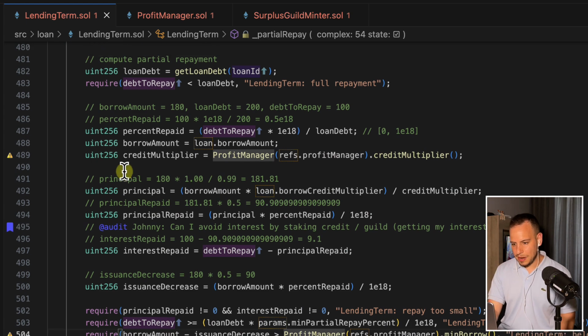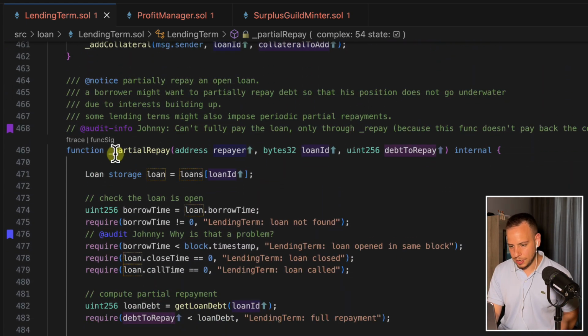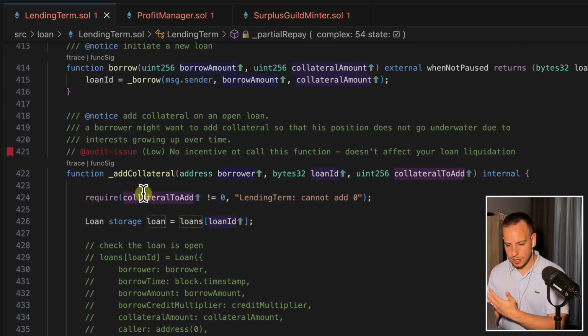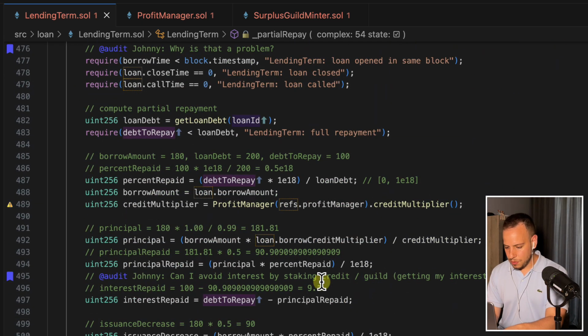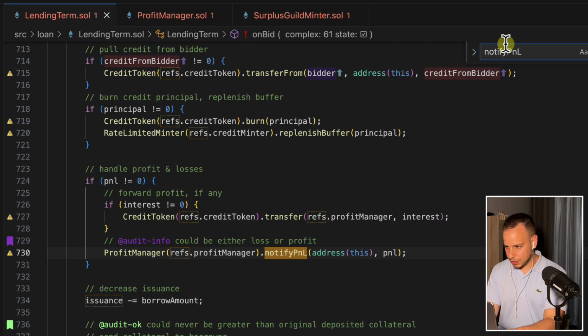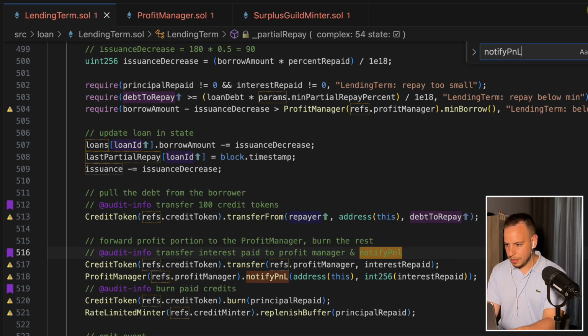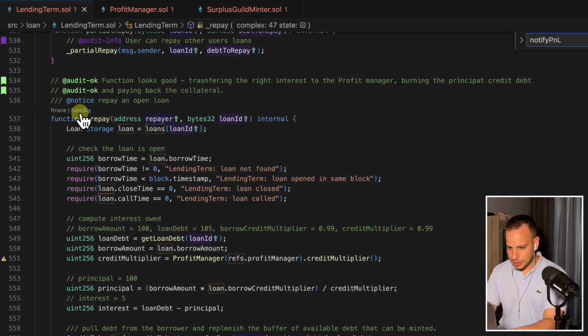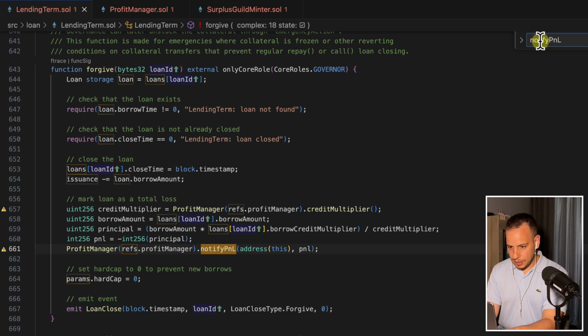So the lending term, every time someone closes a position, repays a position, it could be a liquidation, it could be a repay, then we call this NotifyPnl function, this one, in this profit manager contract. As you can see, there are like 5 places where we call this function. So one of them is in the repay function when someone is repaying his loan. We have another one in forgive.